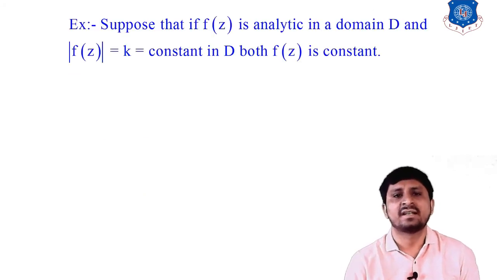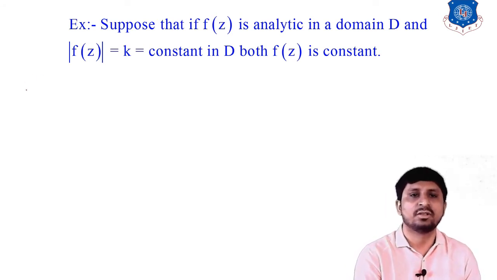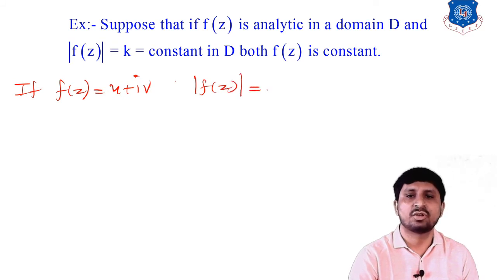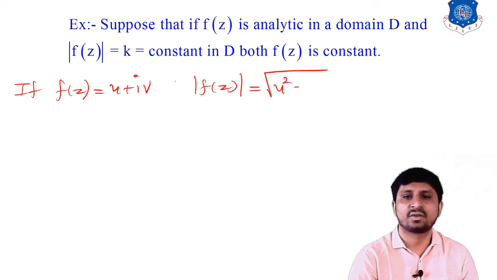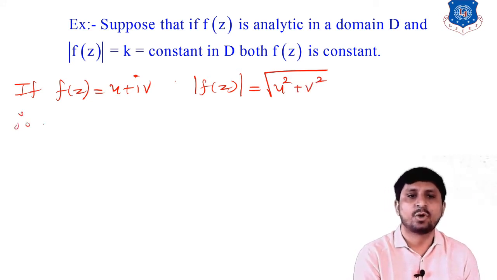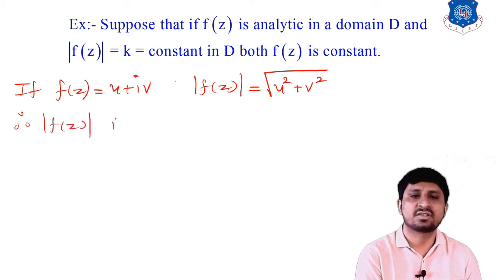Now this is a very important example. Suppose that f of z is an analytic function and mod f of z is constant, then we prove that f of z is constant. So first of all, what is the value of mod f of z? If f of z is equal to u plus iv, then mod f of z is the square root of u square plus v square, the square root of real part whole square plus imaginary part whole square, and that's why mod f of z is constant.